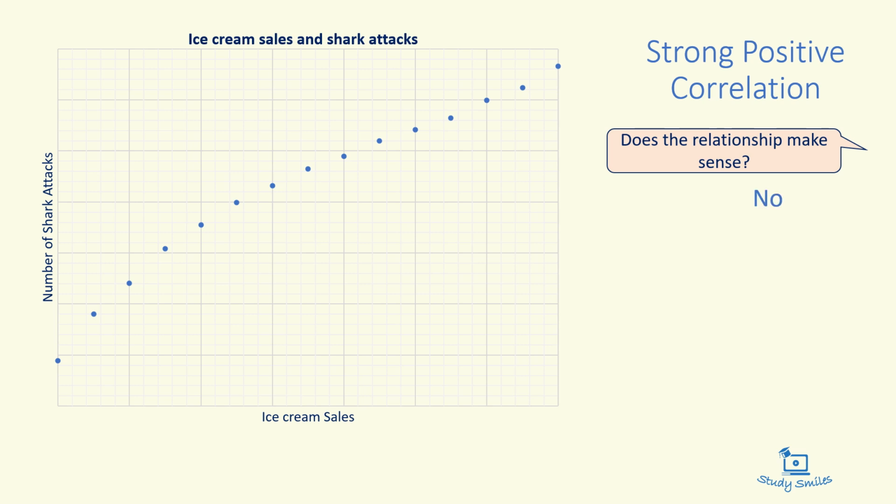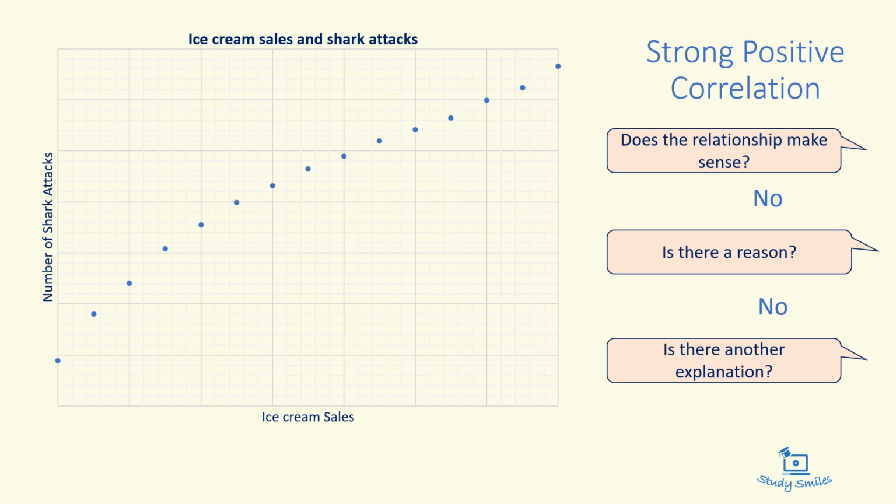No, not really. Is there a reason why one variable would cause the change in the other variable? Are sharks attacking to buy or eat ice cream? No. Is there anything else that could cause the change? Yes, hot weather. Hot weather would mean more ice cream sales, and hot weather would mean more people swimming in the sea. So the likelihood of shark attacks increases.